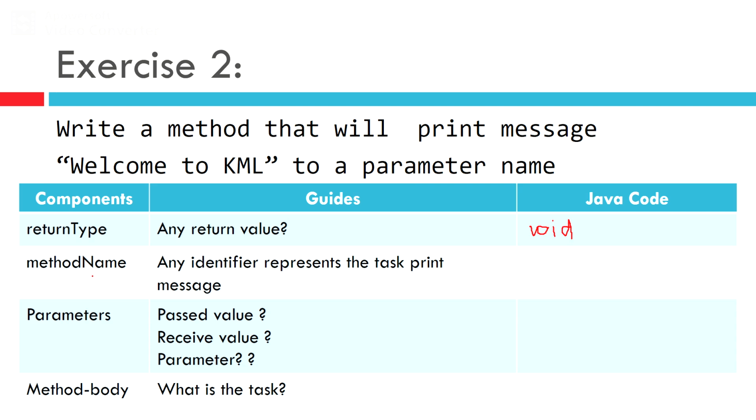Now, what is the method name? Represent the task to print message. Boleh letak sini apa-apa identifier. Contohnya, print message. Now, parameter, ada tak mention pass value? Ada tak mention receive value? Ada tak mention parameter? Tidak ada mention pass value, tiada mention receive value, but ada mention about parameter. So, we have parameter name. So, there is one parameter involved.